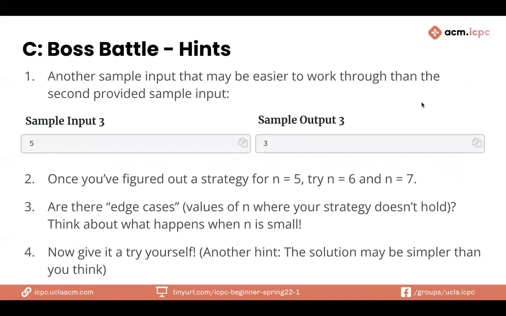Now for the hints for the problem. Another sample input that may be easier to work with than the second sample input they give us is n equals 5. The solution is 3 bombs necessary to beat that. And once you figure out a strategy for why that is the case for n equals 5, you can try out n equals 6, n equals 7, and also think about the edge cases for this problem, maybe values of n where your strategy doesn't hold. Think about what happens when n is really small.